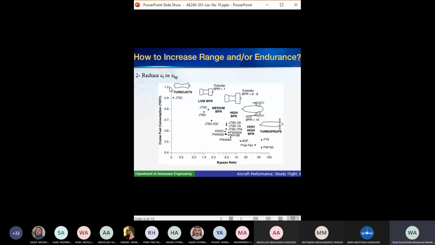So depending again on the range and the speed range of the aircraft, you will pick the type of propulsive system when we get to chapters 7, 8, and 9. Any questions on this chart?